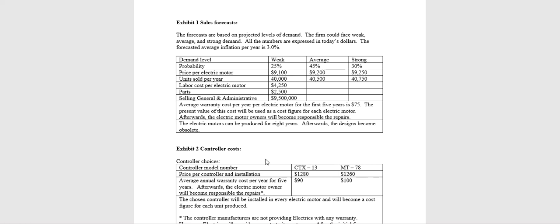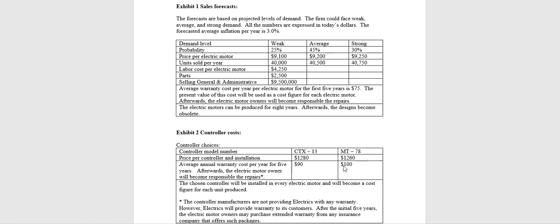draft of your spreadsheets. Remember, you're going to be putting together one spreadsheet for the weak scenario for the CTX motor and product, one spreadsheet for the average scenario for the CTX, and one spreadsheet for the strong scenario of CTX. Doing the same thing for the MT78, that's 6 spreadsheets, 6 tabs. And then 2 more spreadsheets to determine the sensitivity analysis of this. Look at your rubric. You are asked to do a sensitivity analysis for 2 variables, and we'll talk more specifically about that next week in our discussion forum.